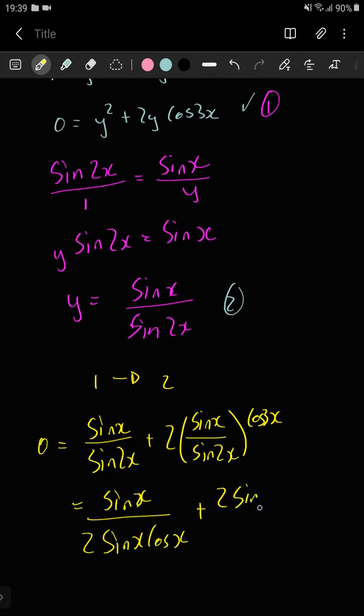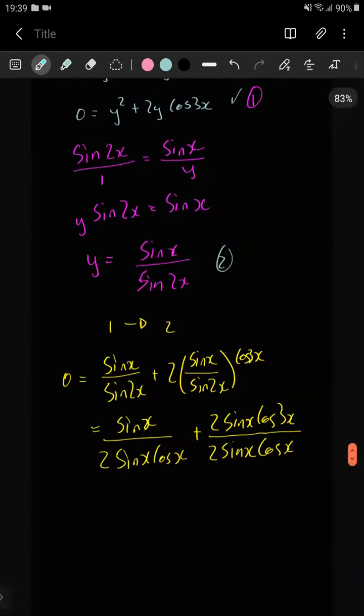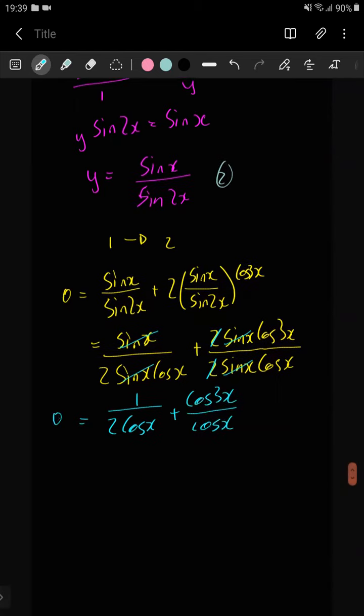2 sine x cos 3x, the whole thing over sine 2x, which is 2 sine x cos x already because of our double angles. So here, sine is going to cancel the sine there. You're going to have 1 over 2 cos x. Then here, 2 is going to cancel 2, and this is going to cancel that. You have here cos 3x over cos x. Luckily we have cosines only.